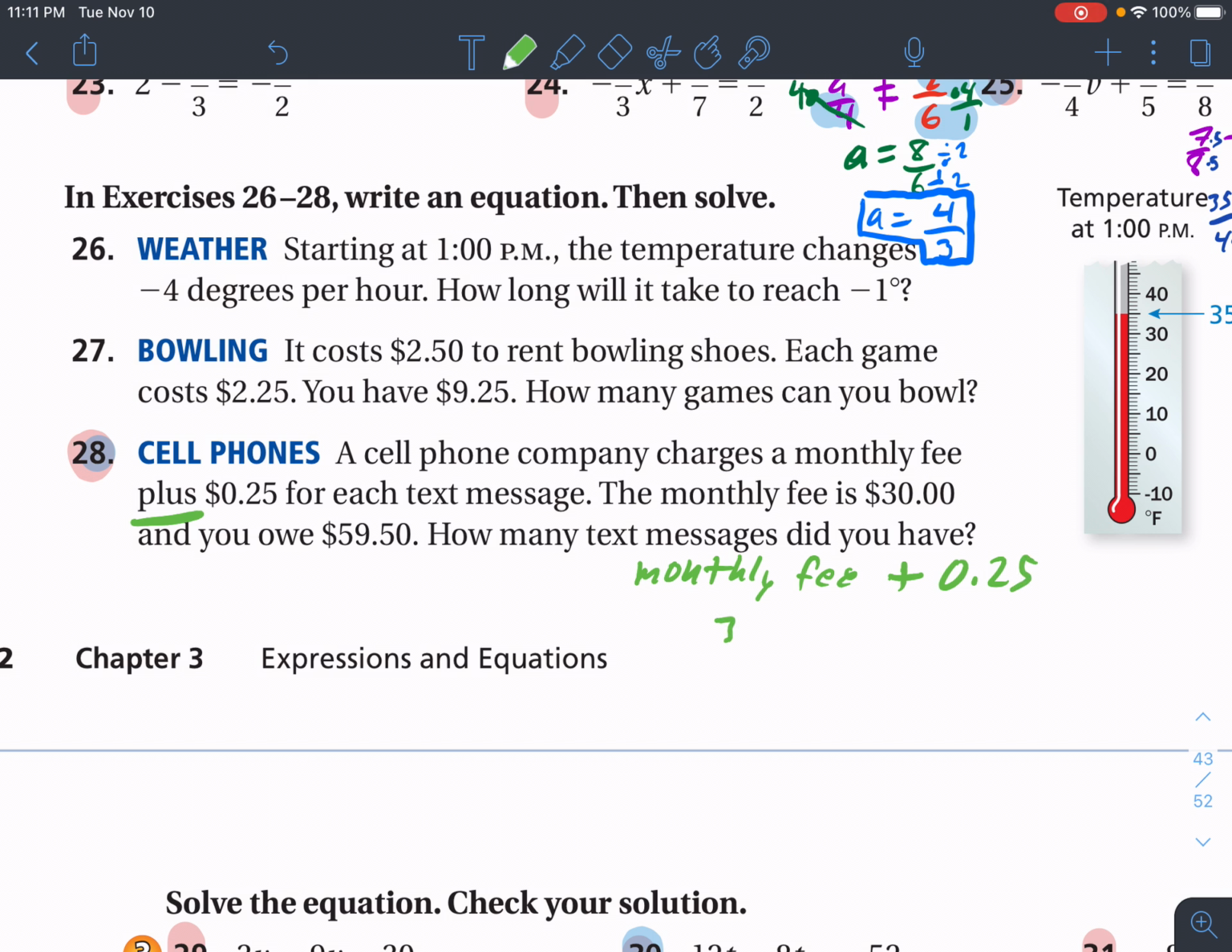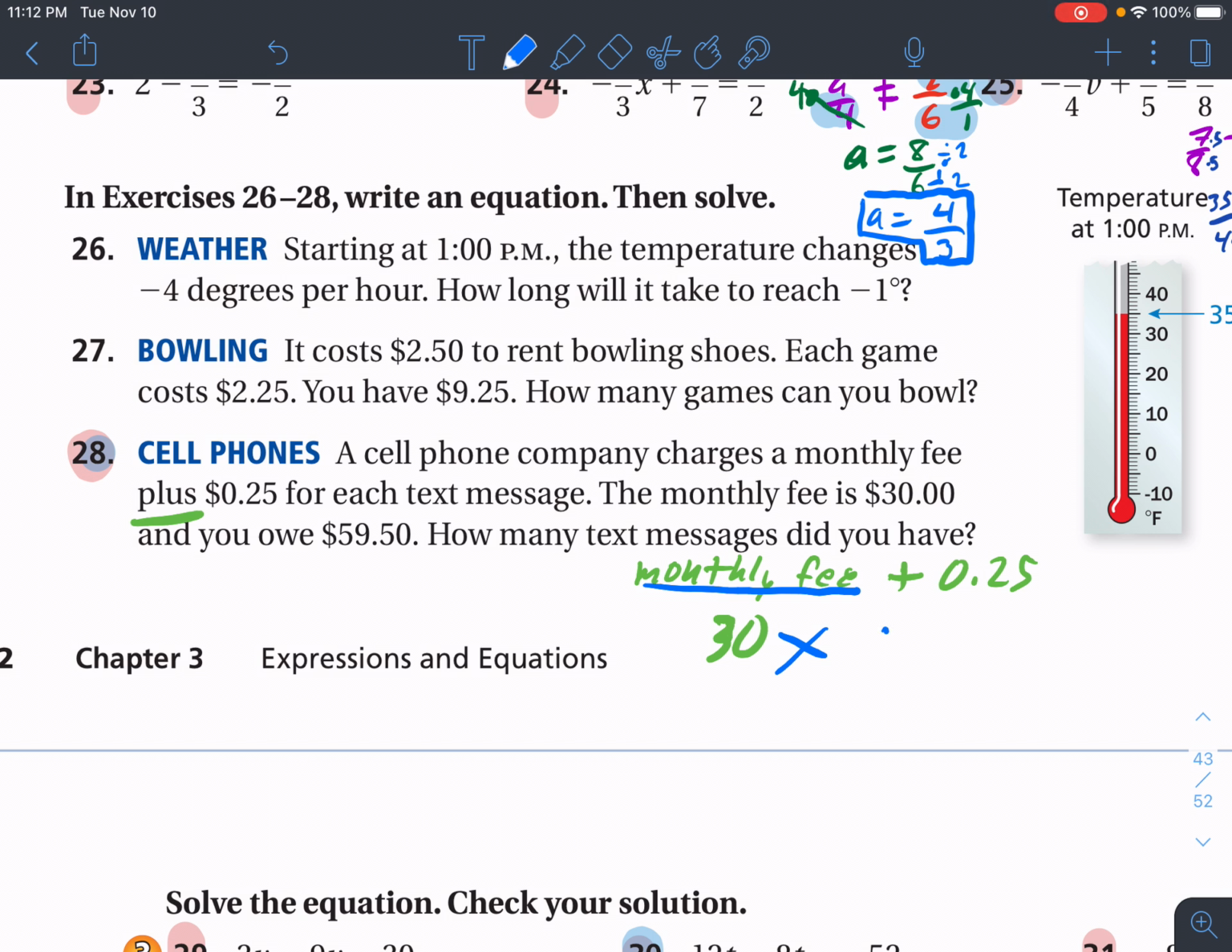But they say that the monthly fee is $30. Now here's the thing, monthly fee means that you're paying it not once, not twice, but every month. We don't know how long this is, right? This could be like, where maybe you try out Sprint for a year and your parents are like, oh no, Sprint's too expensive, let's go to Verizon. And then you try Verizon and then it changes, right? So we don't know how long it is, so we have to put an X. Monthly fee tells me that it changes. It doesn't stop, so we have to put an X there.